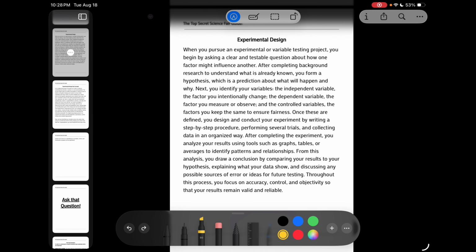So this is lesson 2 of our science fair video series. So week 2, lesson 2. Today what we're going to be going over is experimental design.